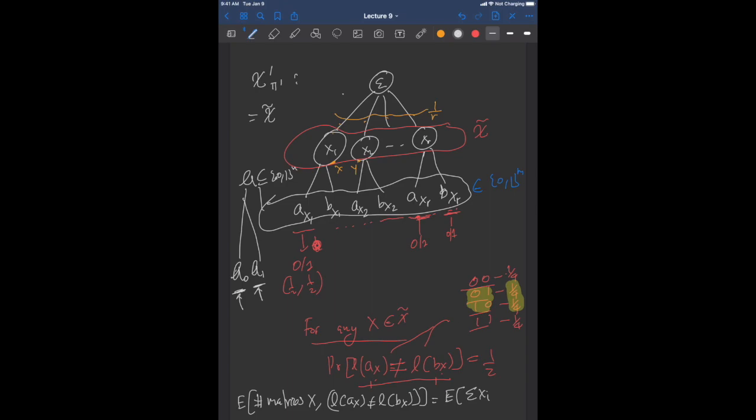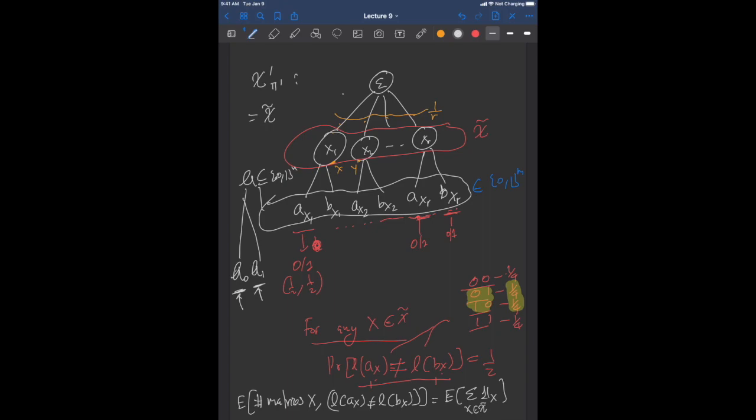Let me not call it xi, sorry, let's call this 1x. So it's an indicator random variable telling whether this happened for this matrix or not. You just sum it over all x in x tilde. By linearity of expectation, you can take the summation outside, and it's just the summation over all x in x tilde of the expectation of this indicator random variable.